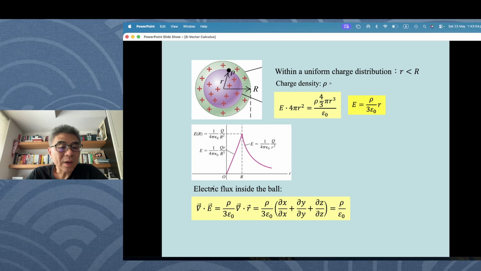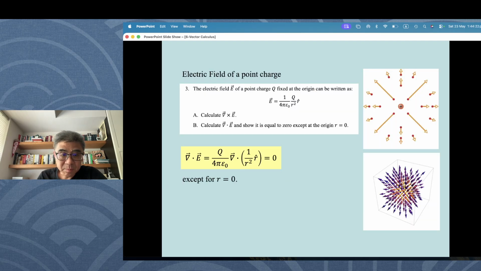So if you know the electric field in advance, then you can calculate the divergence, and it will give you the charge density at that point. That's the essence of the differential form of Gauss's law. Again, if you calculate the divergence, it will be proportional to the charge density at that point. Okay, let's maybe take a break.